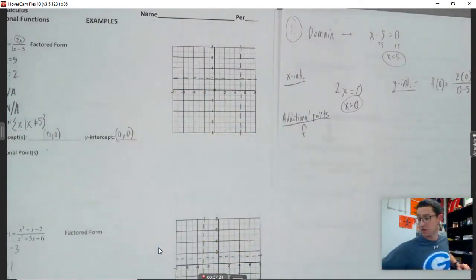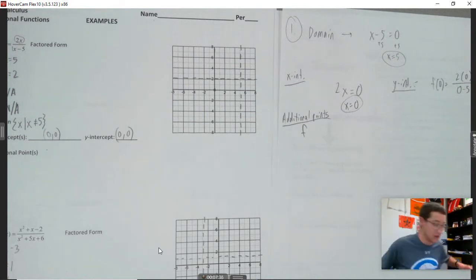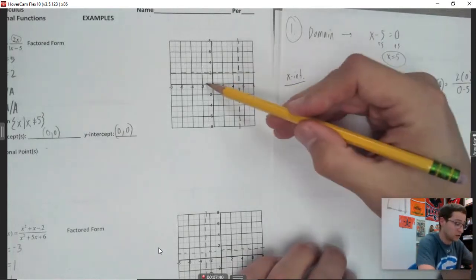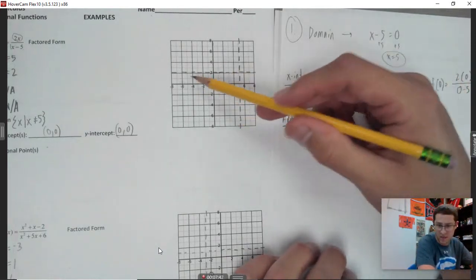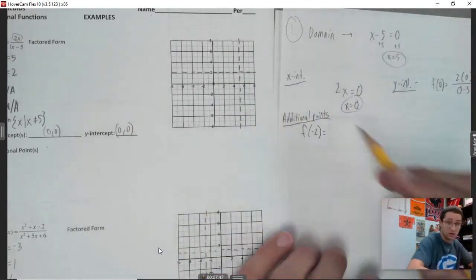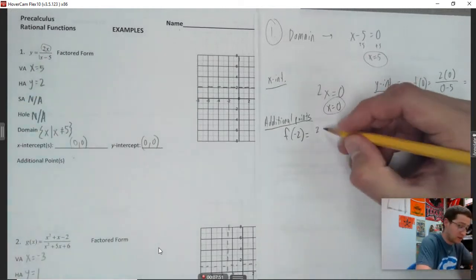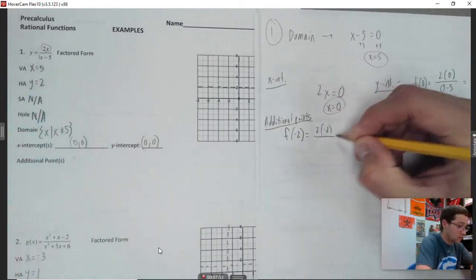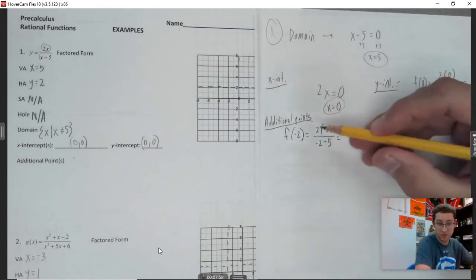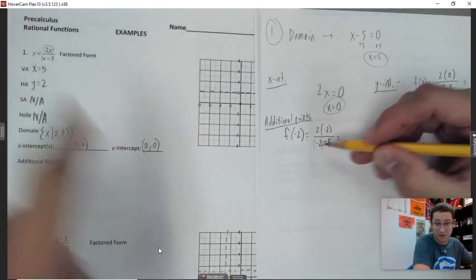I wrote down some of the ones I wanted to pick. So we'll look at maybe x equals -2. That's over here. We'll get a good idea of what the curve is looking like. So f of -2. We're going to go back to our equation and plug it in. Up top I've got 2 times -2, all over -2 minus 5. I'm simply plugging it in: anywhere I see an x, I'm going to write -2.